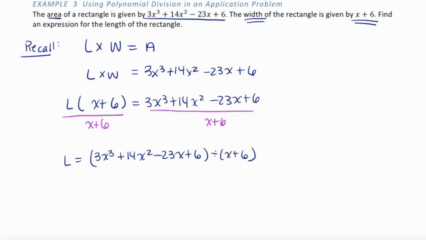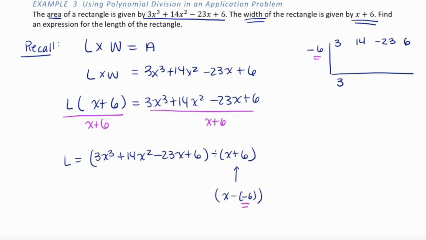Now we can use synthetic division to finish our division. You could also use long division for this, but since I'm running out of space, I'm going to stick to synthetic division. So our k in this case is negative 6. Again, because this can be written as x minus negative 6. So this value of negative 6 is what goes on the outside of our upside down division table. On the inside we have a 3, a 14, negative 23, and a 6.